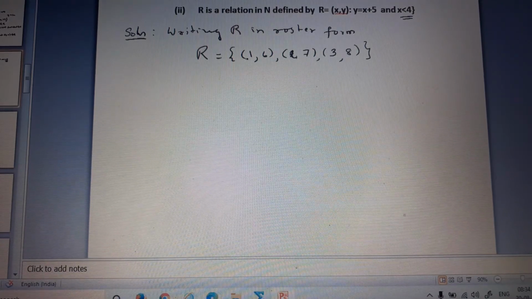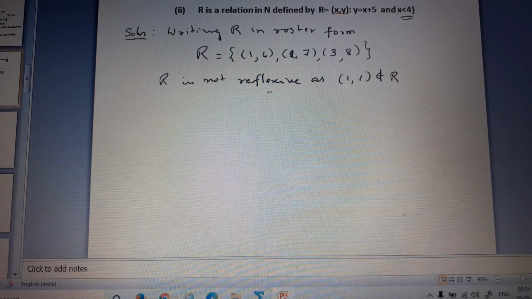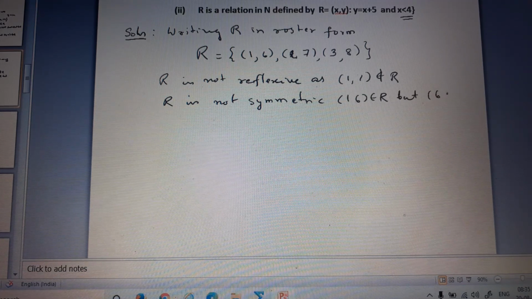Now as before, it is not reflexive because (1, 1) is not there, (2, 2) is not there, etc. So the first one is that R is not reflexive as, for example, (1, 1) does not belong to R. For the same reason, R is not symmetric. For example, (1, 6) is there, but (6, 1) is not there.